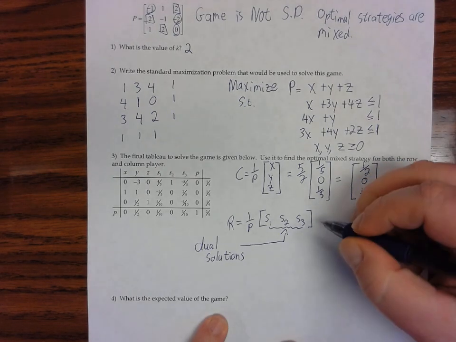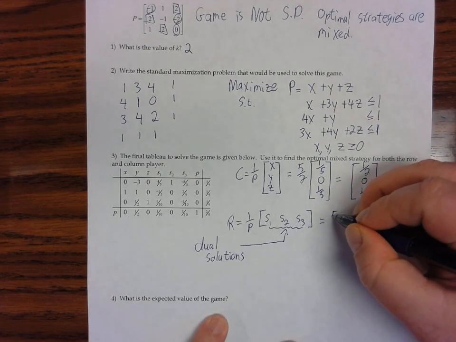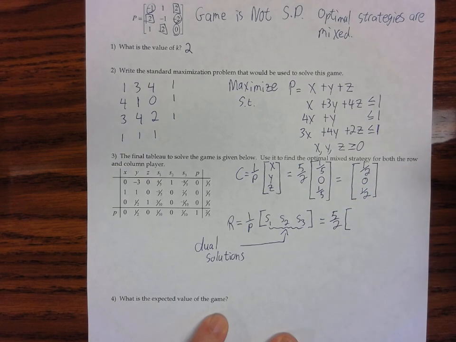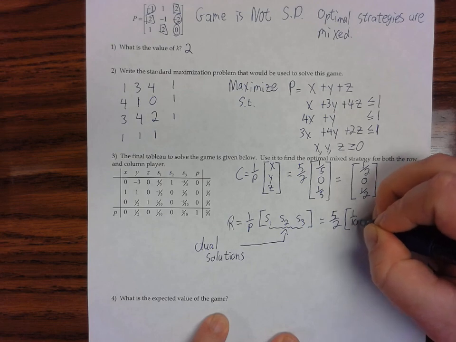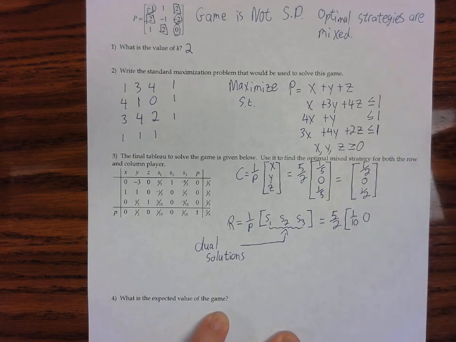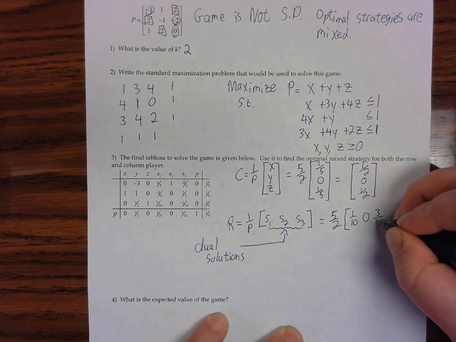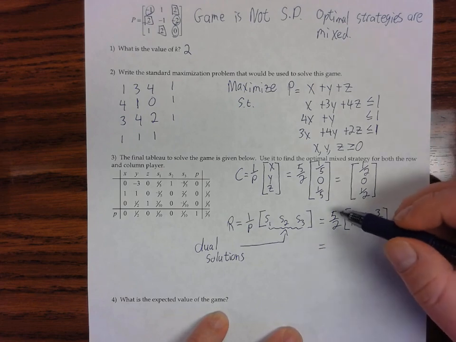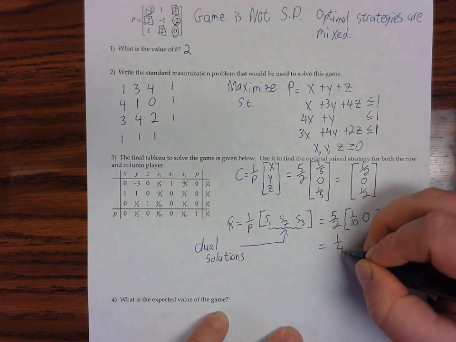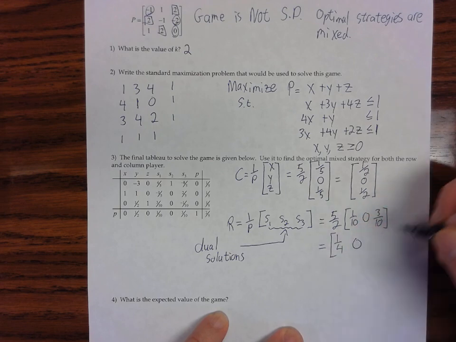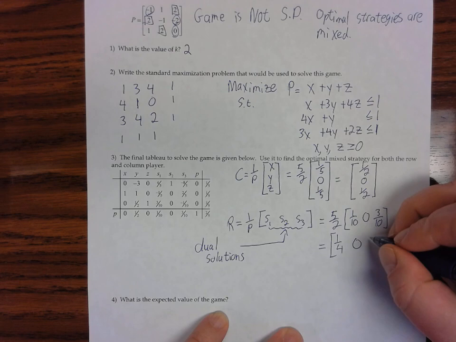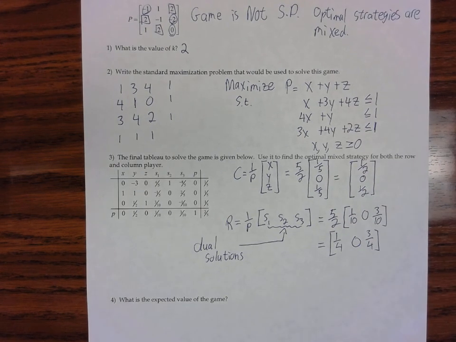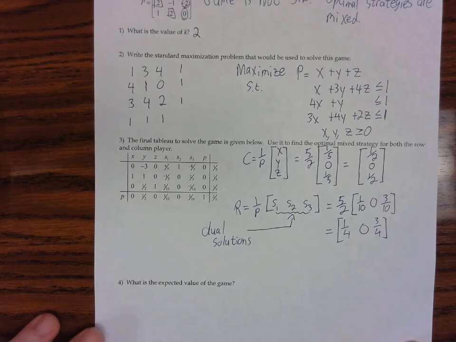Alright. 5 over 2, S1 is 1/10. S2 is 0. S3 is 3/10. Doing our multiplication, 1/4, 0, 3/4. And we're ready to find the expected value of the game.